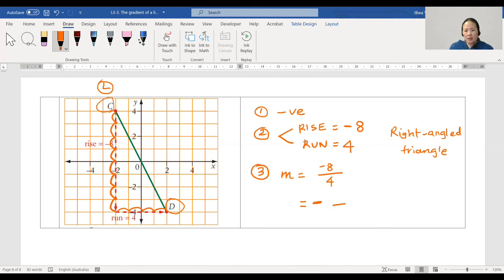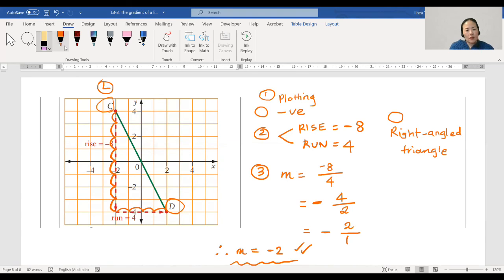And I can simplify this. My negative stays until the end. You know, you can't get rid of negative, okay? So half of 8, 4. Half of 4, 2. And I can keep going until I cannot simplify further. What's a half of 4? 2. Half of 2 is 1. So what happens here? I have denominator as 1. We don't count it. So my gradient, my final answer will be just minus 2 because I don't write over 1.